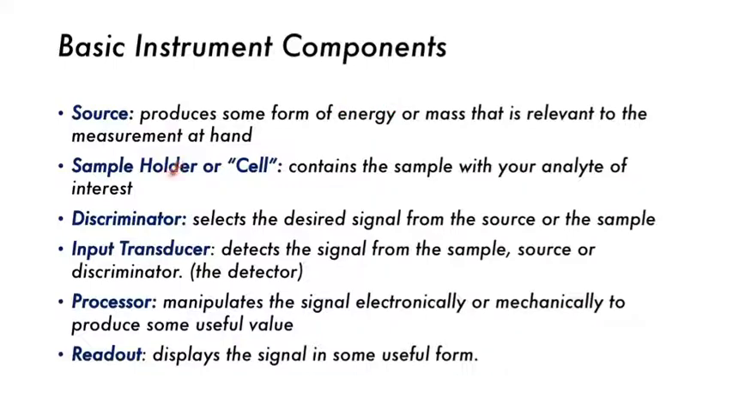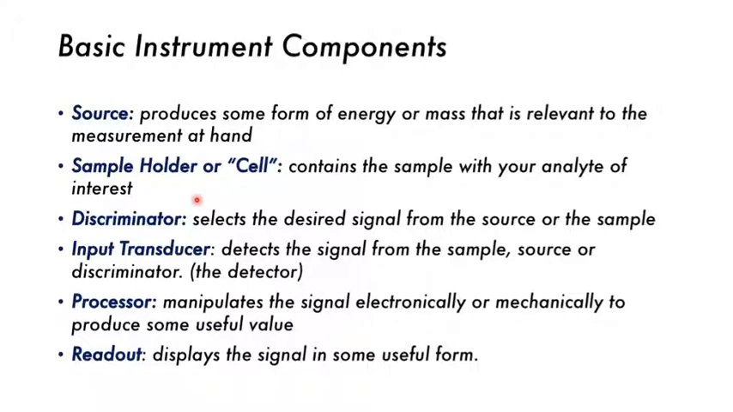Then we have a sample holder or cell. This contains the sample with your analyte of interest. So this is where we put the sample before we start to measure it. It's going to hold the sample there. Then we have a discriminator, which selects the desired wavelength signal from the source or the sample. So some change the wavelength before it reaches the sample, and some change the wavelength after it reaches the sample.